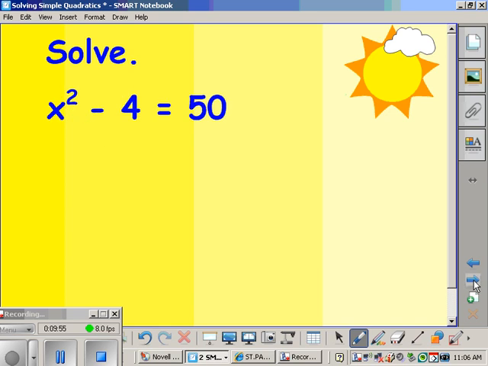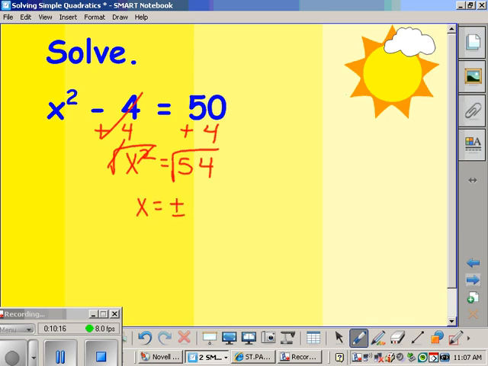Okay, if you look at the next equation, x squared minus 4 equals 50. Let's isolate the x squared. So we have x squared equals 54. If you tried to think of a number squared that equals 54, there would be no number you could think of because it's not a perfect square. So we can go ahead and put our little positive or negative symbol.